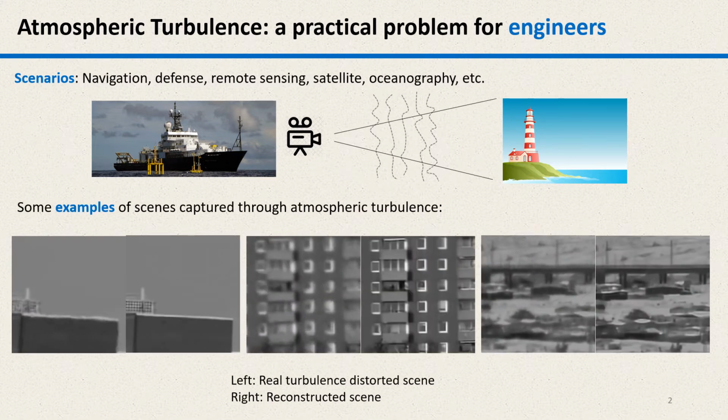Here are a few examples of turbulence-distorted scenes and reconstruction results. You can see from these examples that the distortion from the turbulence includes spatially varying geometric distortion and blur. Such distortion results from a complicated physical process. To accurately simulate the turbulence effect, one will need to calculate a spatially varying point-spread function for every location in an image. To do the simulation efficiently is a non-trivial task.